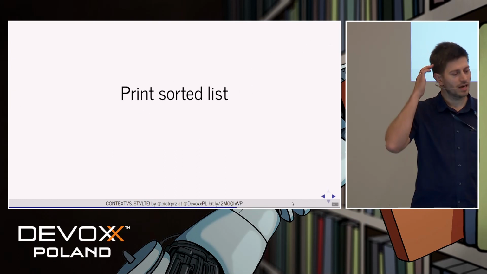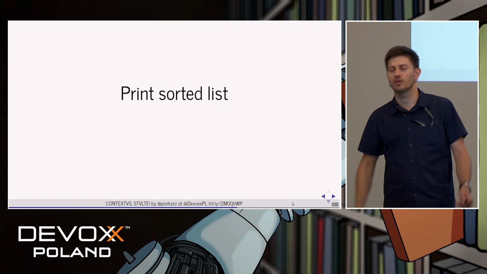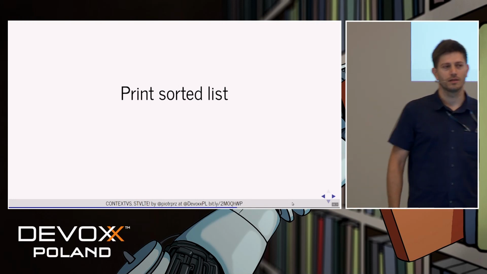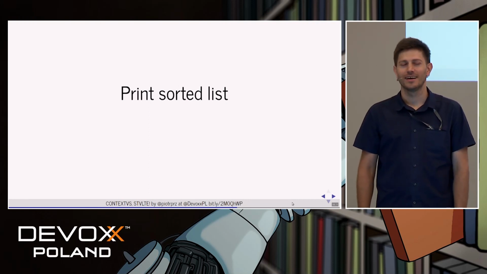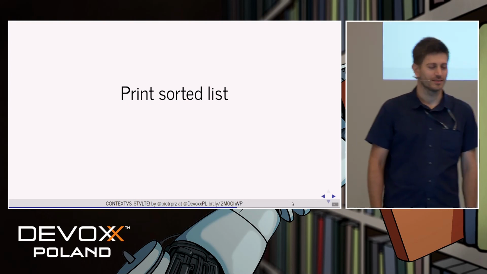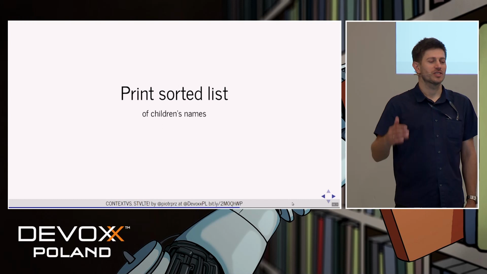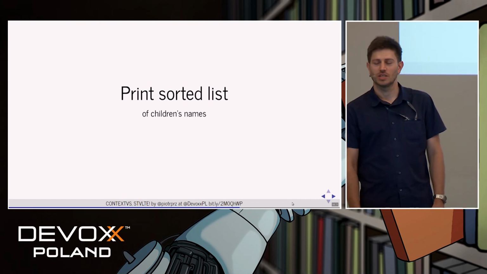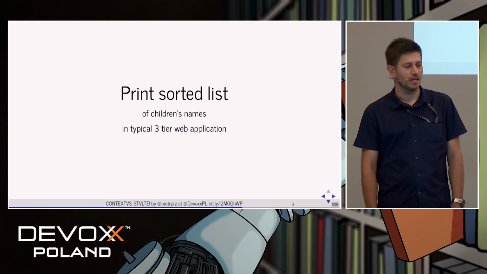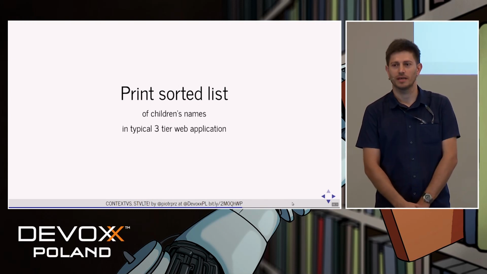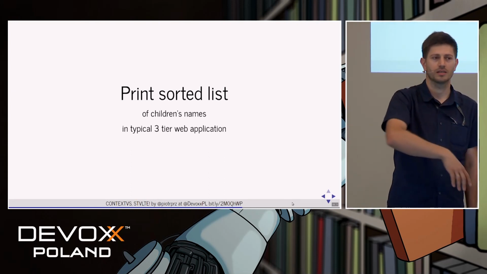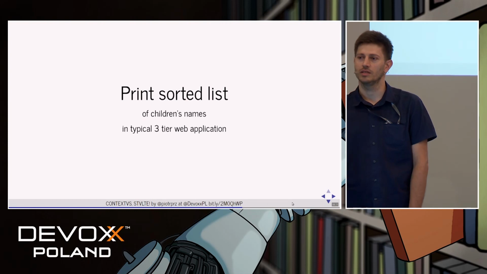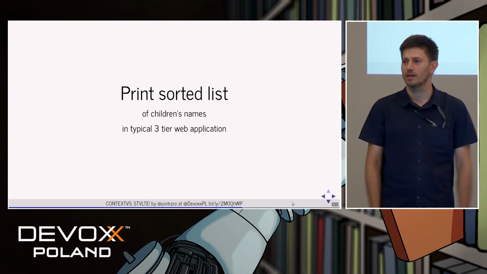Next example, let's say you have to print a sorted list. How can you print a sorted list? Ideas, please. I have more jellies. No ideas. Everyone's so afraid. Yeah, we're in the basement. Okay, you have to print a sorted list of children's names. In a typical 3-tier web application, how would you do that? You have a typical 3-tier web application: database, application servers, clients like browsers or mobile apps, and you need to print children's names. How would you do that? Where would you do that?